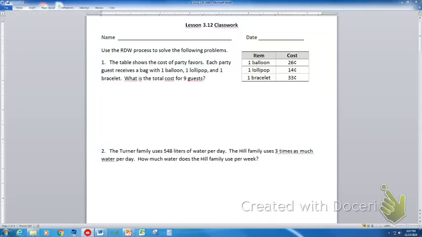Hello parents and students, this is Unit 3, Lesson 12, Classwork Review. Today I'm going to be going over several different problems.